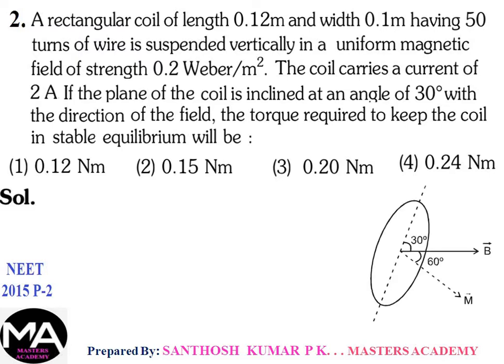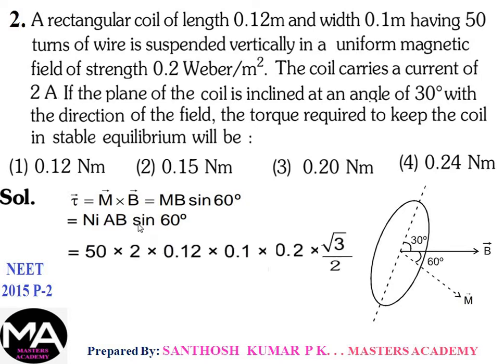So solution: here they have given the plane of the coil is inclined at an angle of 30 degree with the direction of the field. That means the angle between the magnetic field and magnetic dipole moment is 60 degree. Therefore we know that torque is given by M cross B, which is mB into sin theta. Here theta is 60 degree, therefore mB into sin 60. But what is m? M is niA, therefore niAB into sin 60.